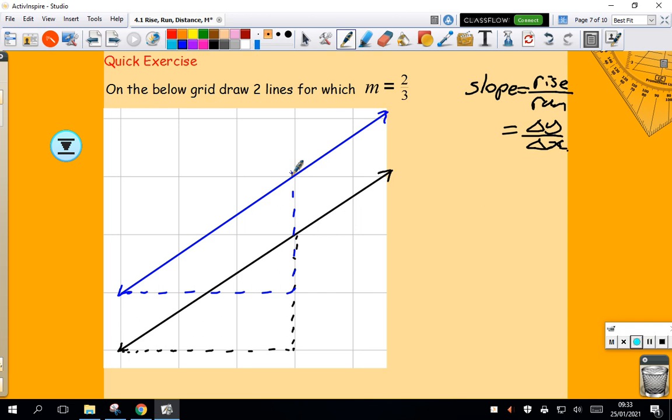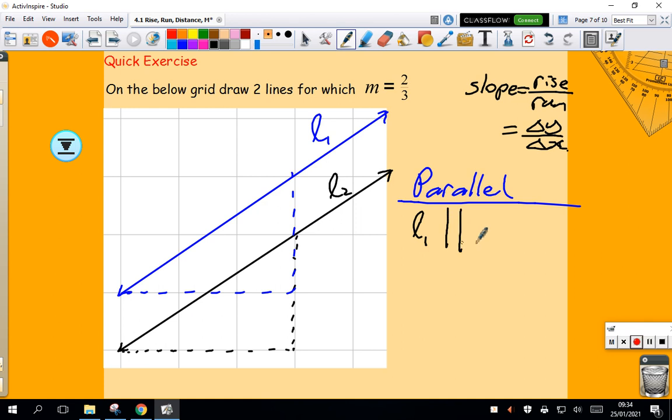So one effect of that, because they both have the same run and same rise, is that those lines are never going to get any closer to each other. They're going to stay that distance away from each other forever and ever. They'll never meet. And lines like that are called parallel lines. If I call the blue line L1, I'll call the black line maybe L2. Lowercase letter to name your line. What I can say here is that L1 is parallel to L2.